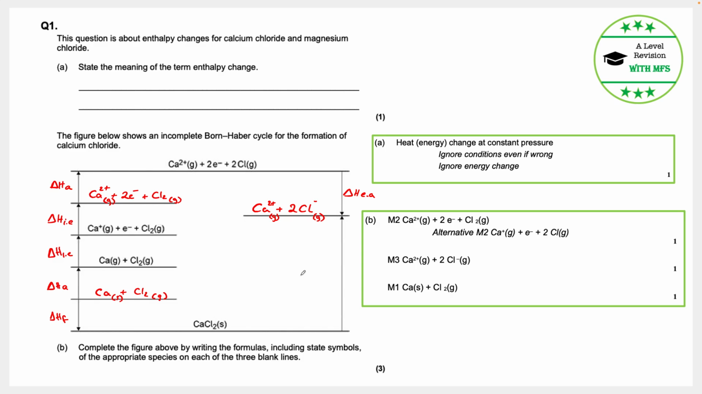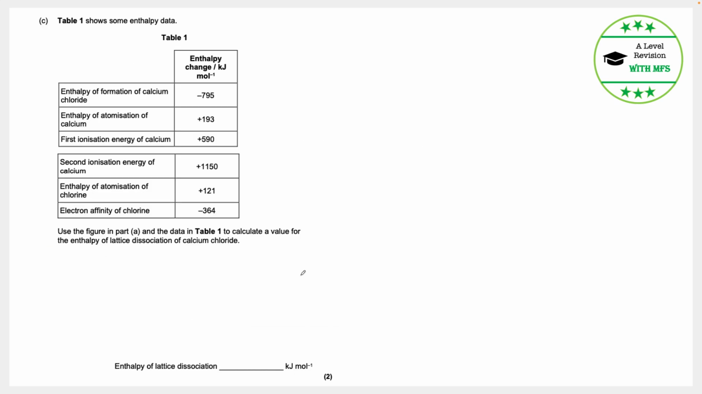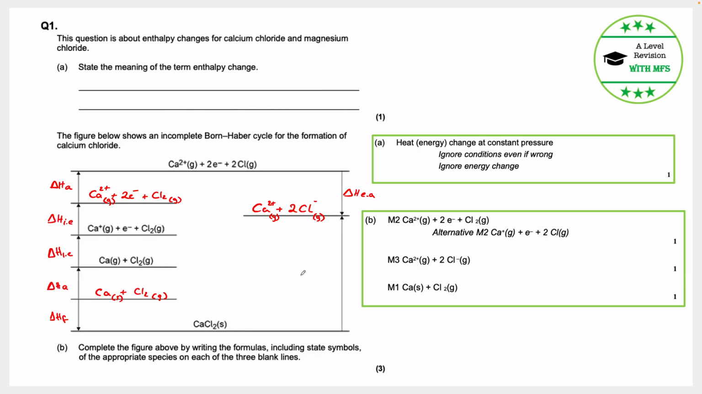Now often with these Born-Haber cycle questions, once you've done the Born-Haber cycle, you almost always get a follow-up calculation. And this time, here's the calculation. You're given a table and you need to work out what one of these arrows is normally worth. Okay, actually I've forgotten an arrow over here. This arrow, from calcium chloride solid to what we've ended with, is known as the enthalpy change of lattice dissociation. Okay.